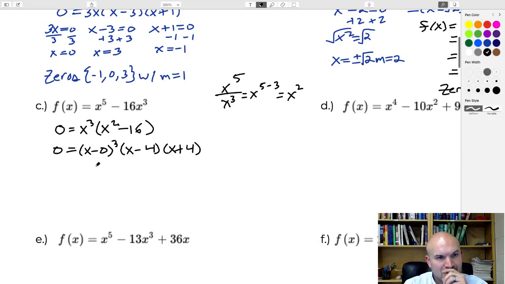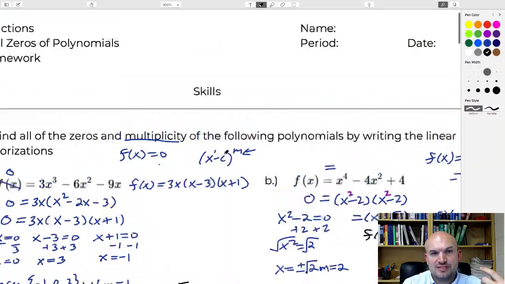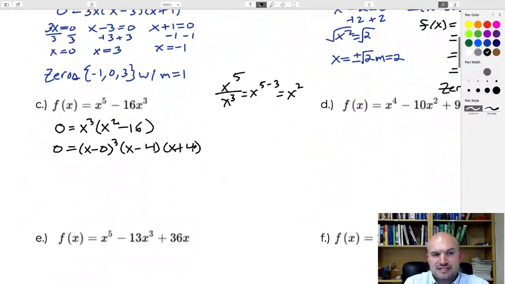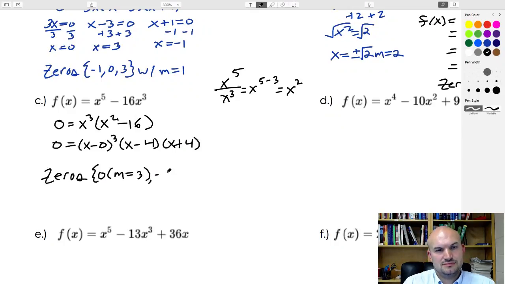It's perfectly fine. The reason why I like writing this notation is because going back to the definition of multiplicity, our 0 is 0, right? It's x minus 0, and you can see that m represents that multiplicity. So when I write my zeros here, I have 0, which has a multiplicity equal to 3. And then I have negative 4. That was not a negative 4. Let's do plus or minus 4, and those have a multiplicity equal to 1.